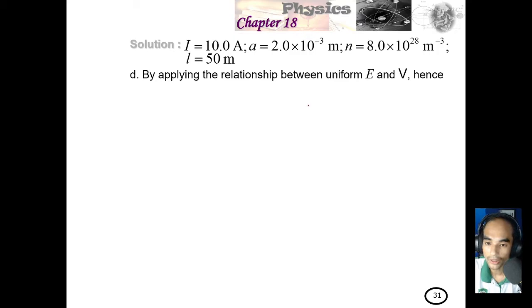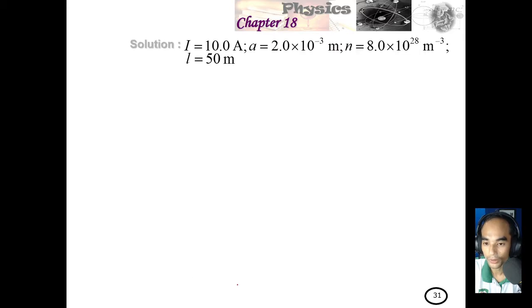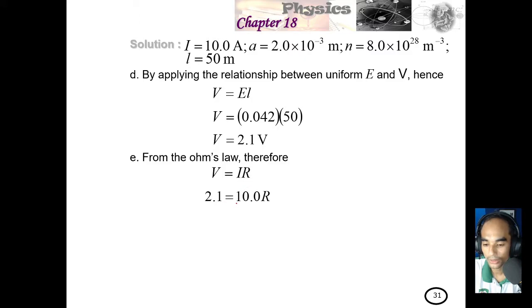Next, by applying the relationship between uniform E and V, V equals EL. E is taken from the answer to the question before, 0.042, so 0.042 times 50, where L is the distance. So V equals 2.1 volt. Using Ohm's law, V equals IR, so 2.1 equals 10.0 R. So the resistance is 0.21 ohm.